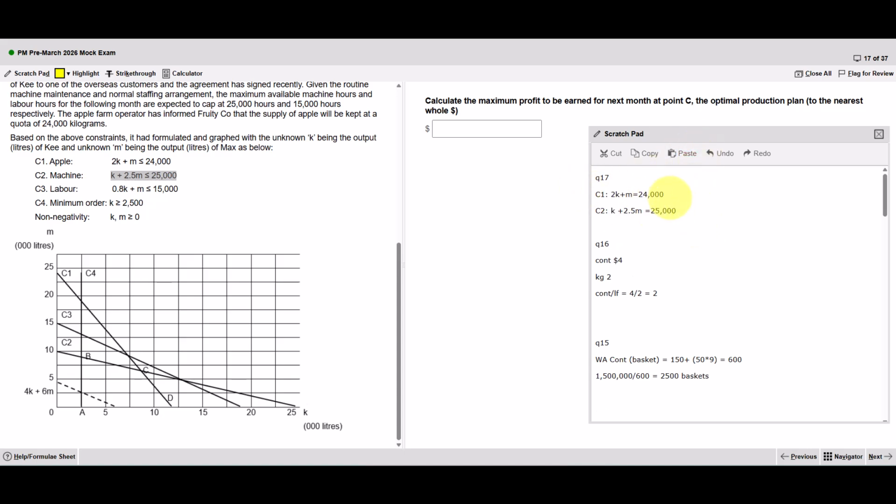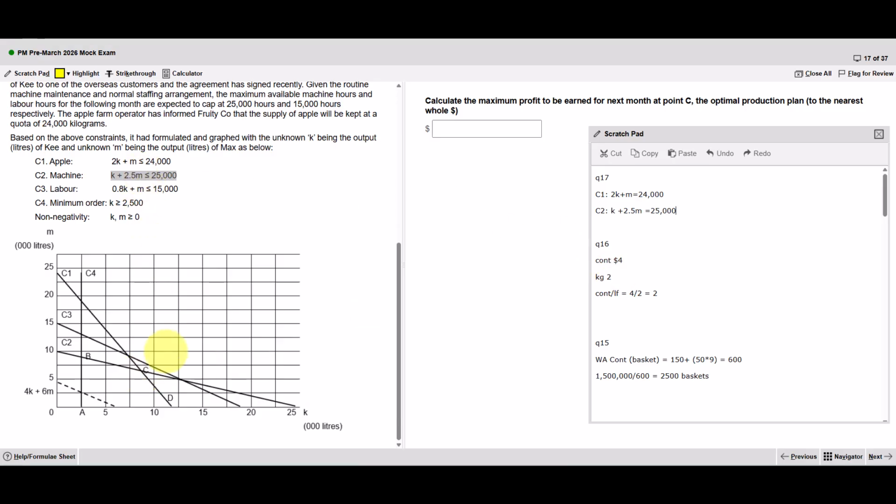You see I've written them out here. You wouldn't need to do that if you wanted to save a bit of time, but they've turned from inequalities here into equations. And that's because we want to find the point on the line, and the equals refers to what's happening exactly on the line.